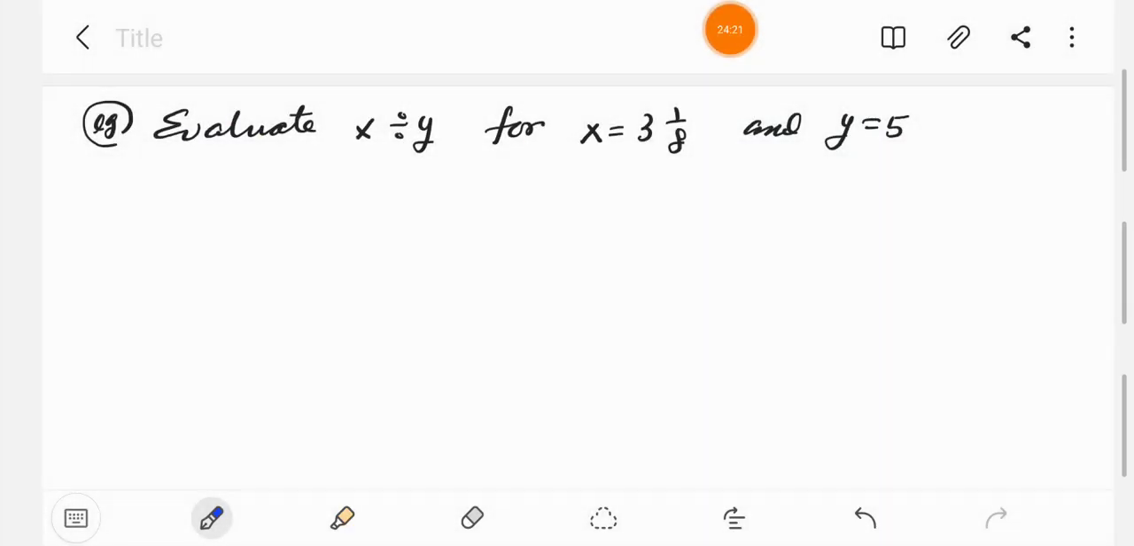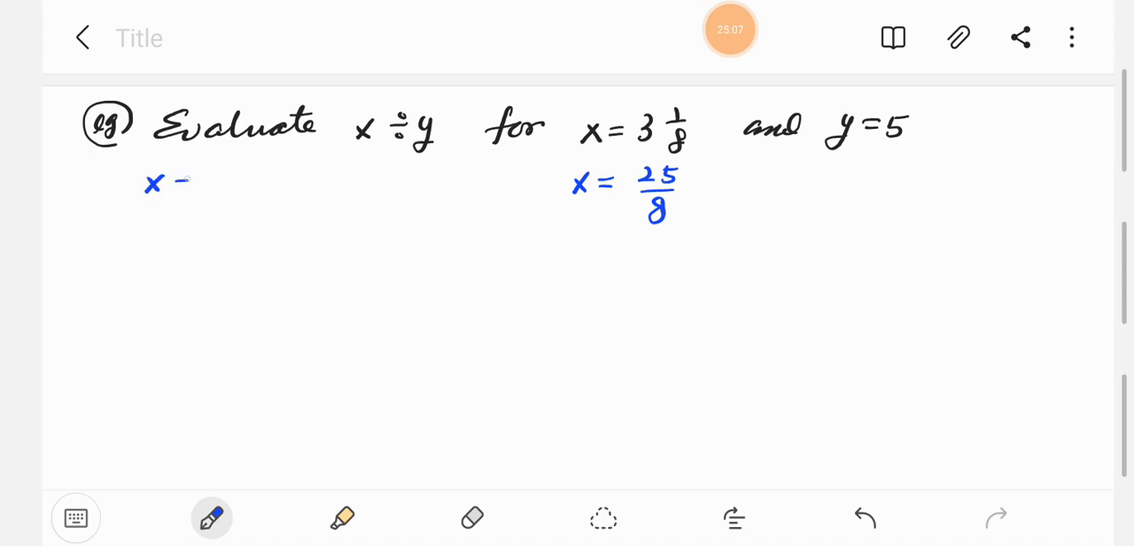Okay, this time let's evaluate x divided by y. Evaluate means replace the variables x and y with the given numbers. So what is x in this case? x is a mixed number, so let's write this one as an improper fraction. The improper fraction is 3 times 8, 24, plus 1, so it will be 25 over 8. Instead of using 3 and 1/8, we can use this improper fraction.